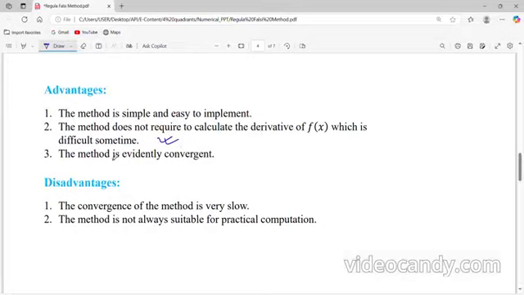Number three, the method is evidently convergent. And the disadvantages are that the convergence of the method is very slow, and the method is not always suitable for practical computation.